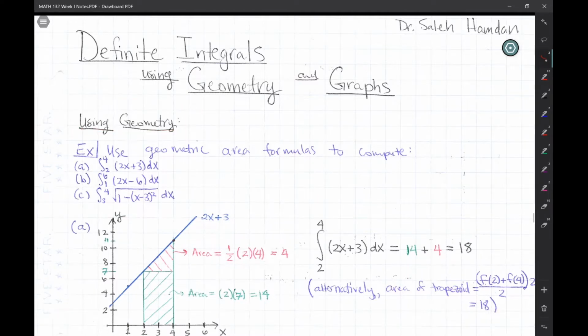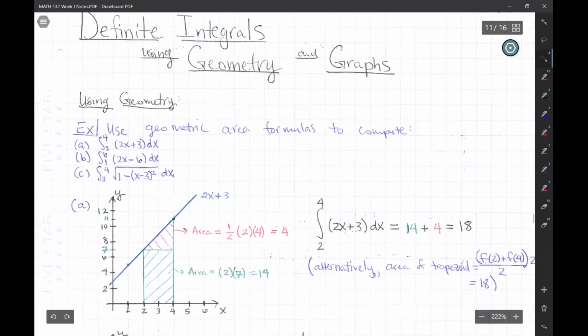So for example here, we are going to use geometry to compute this definite integral here. And of course it's definite because you have the endpoints defined there. So we want this value here.